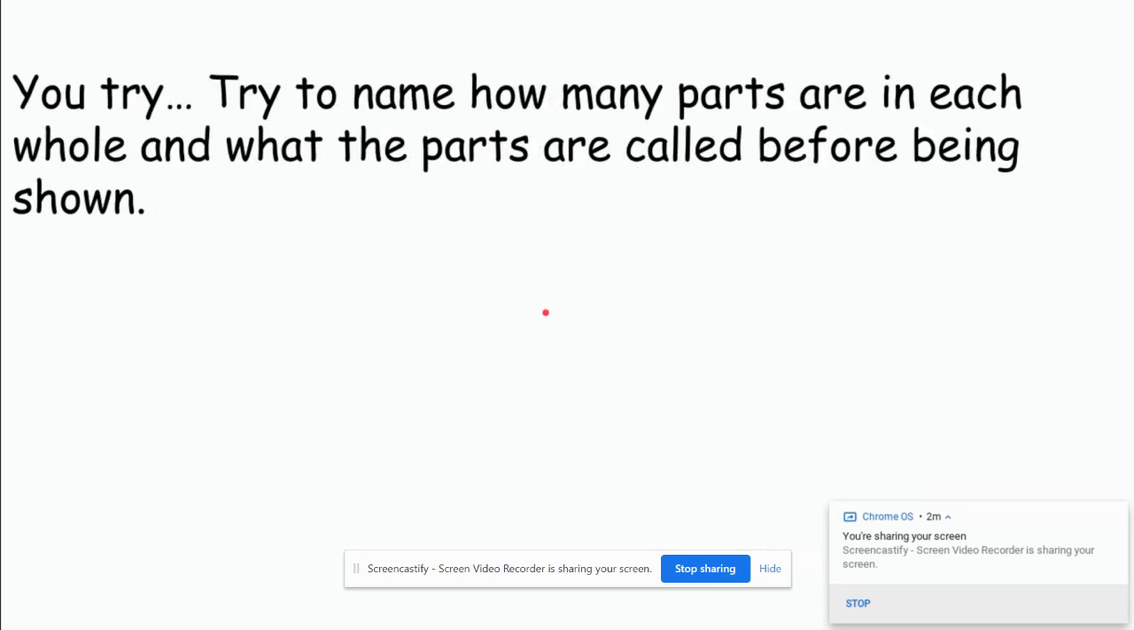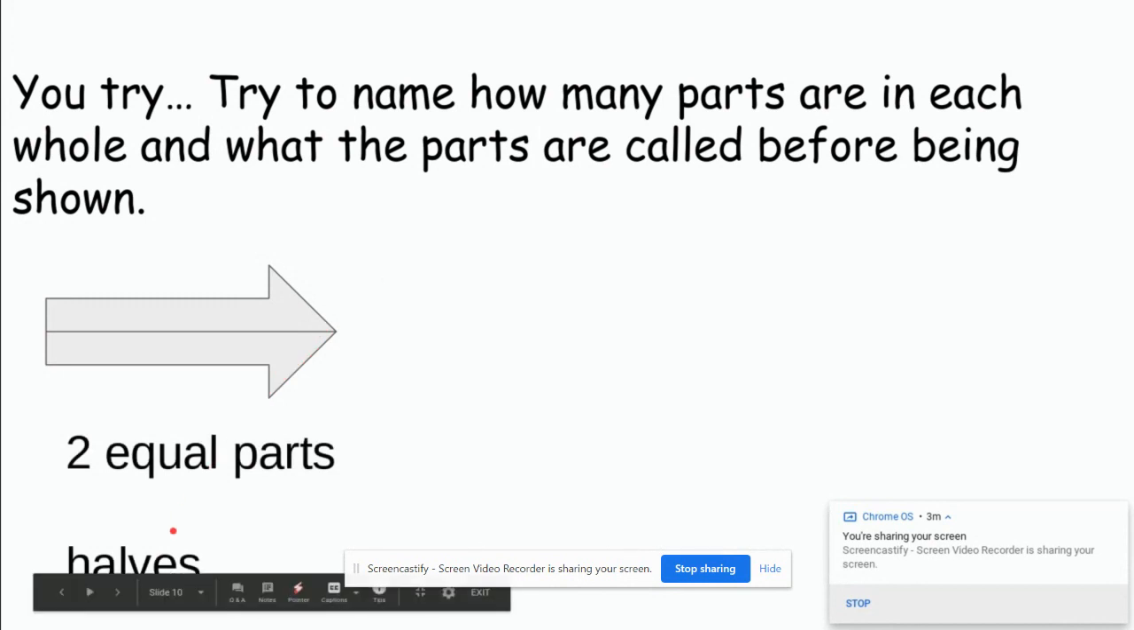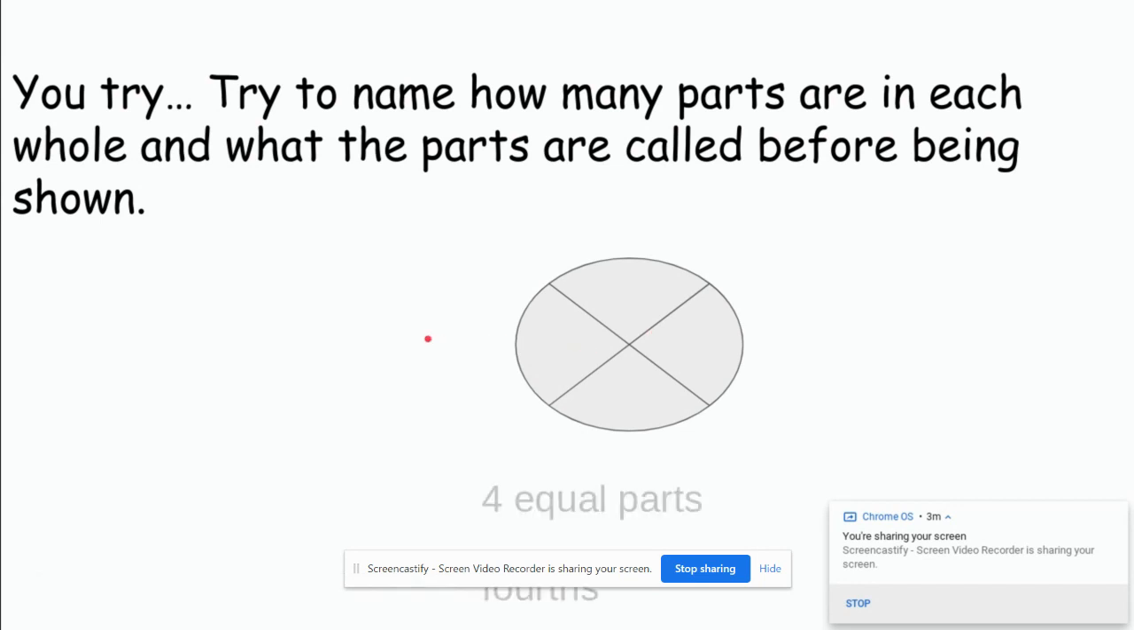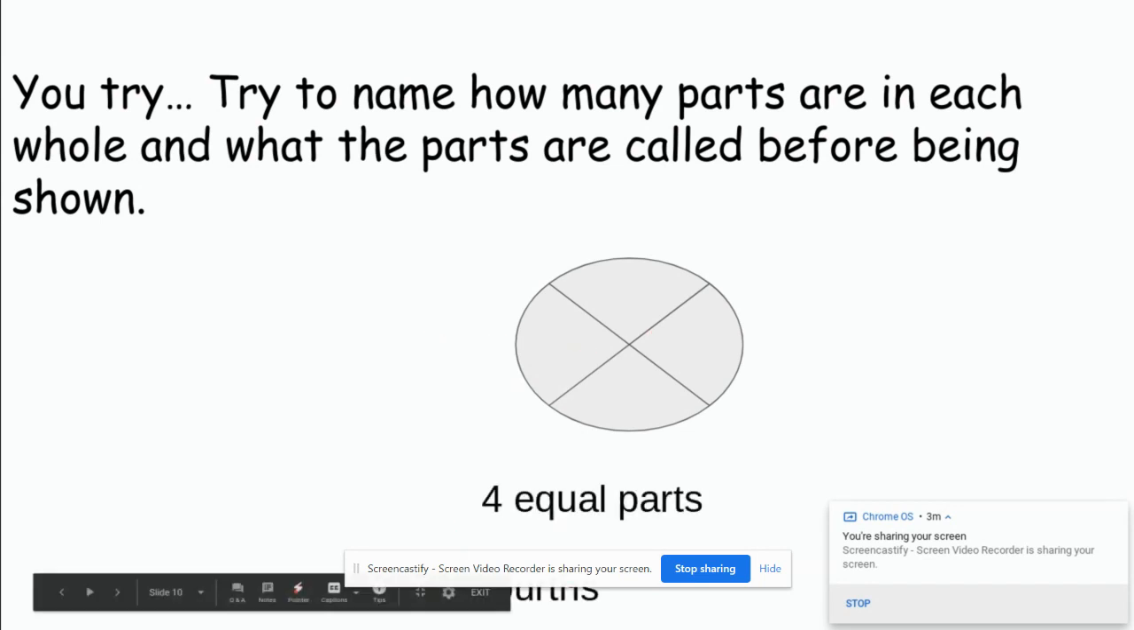So now we're going to give it a try. Try to name how many parts are in each whole and what the parts are called before being shown. So how many parts do we see here? Hopefully you realize there are 2 parts, and we call those halves. Going to our next shape, very quickly, if you count it out, we have 4 parts, and we call those fourths.